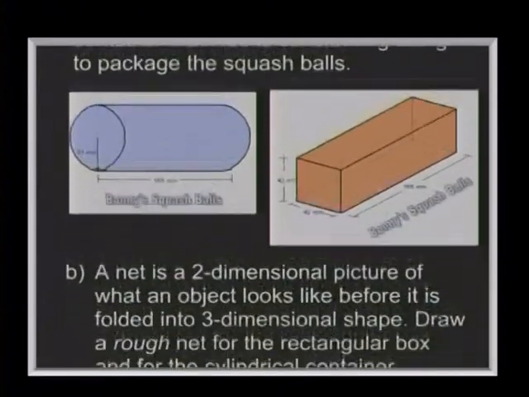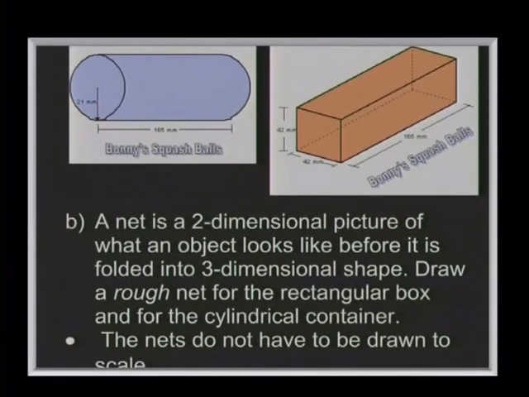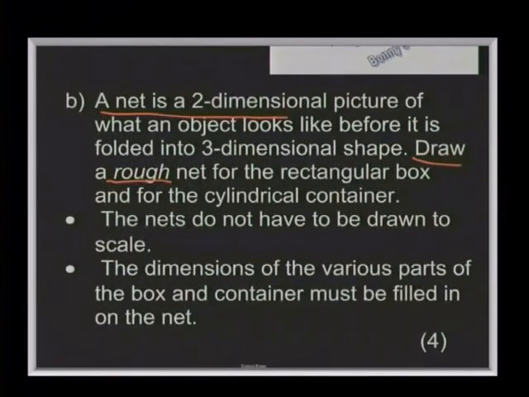Right, we know about Neo, we know about the thing. So, a net is a two-dimensional picture of what an object looks like before it is folded into 3D. So if we had to take these shapes and unfold them into 2 dimensions, that would be a net. They want us to draw a rough net for the rectangular box and for the cylindrical container. The nets do not have to be drawn to scale. The dimensions of the various parts of the box and container must be filled in on the net.